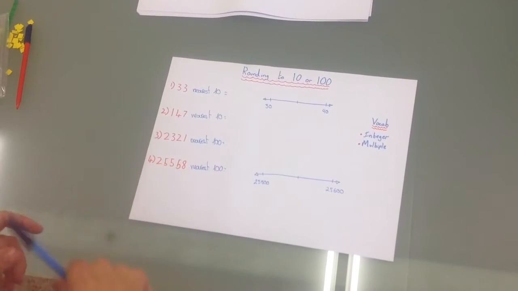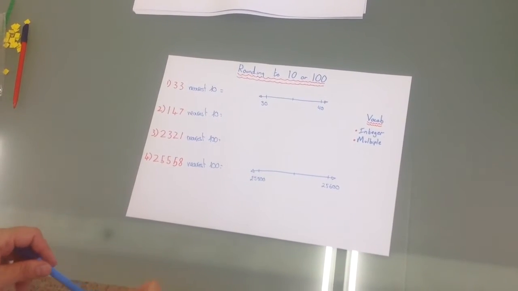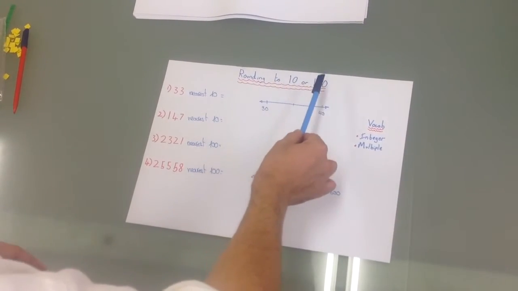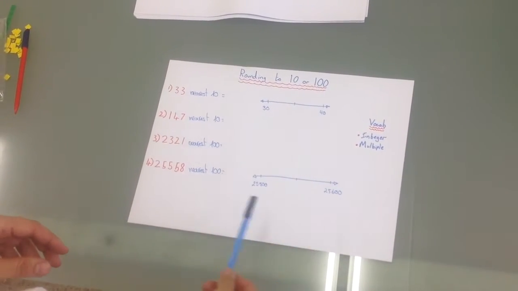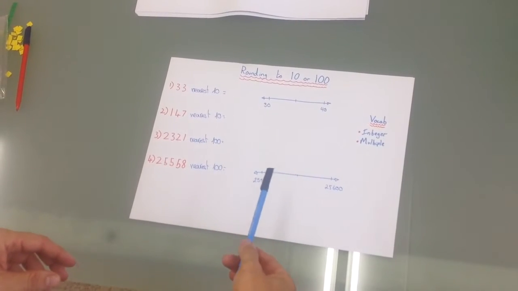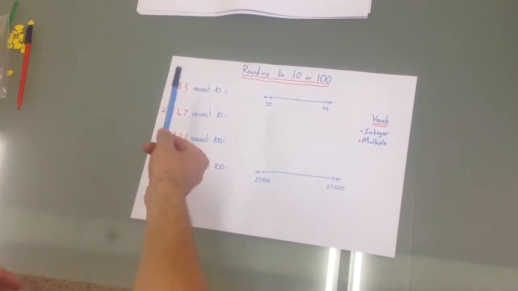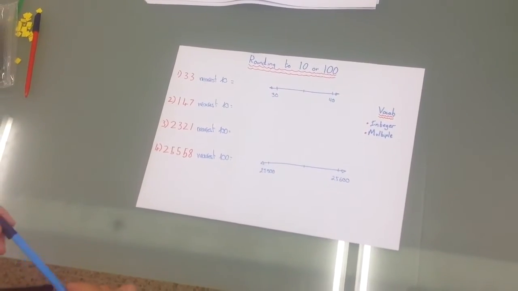Hello, in this video we're going to show you how to round to the nearest 10 or 100, and we're going to show you a method that is very practical and very visual. We've got 4 examples. Let's have a look at the first one.